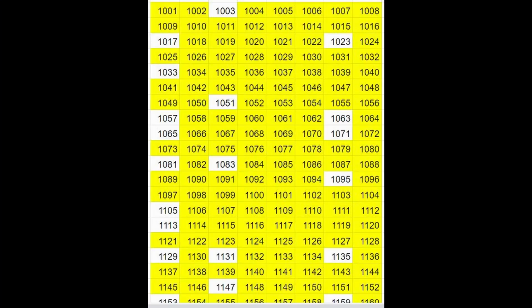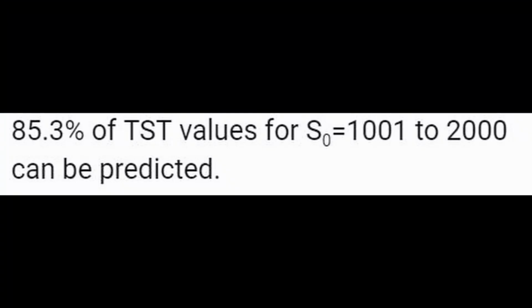And this is the final output that the neural network has come up with. And you can see there's not a hell of a lot left that the neural network can't predict. If we actually count up the number of values that it can't predict, it's 147 out of 1,000. Remember, it's only basing this on S0 equals 0 to 1,000, all the TST values from there. So that's 85.3% of TST values for S0 equals 1,001 to 2,000 that can be predicted. And that is easily the majority of upcoming TST values.